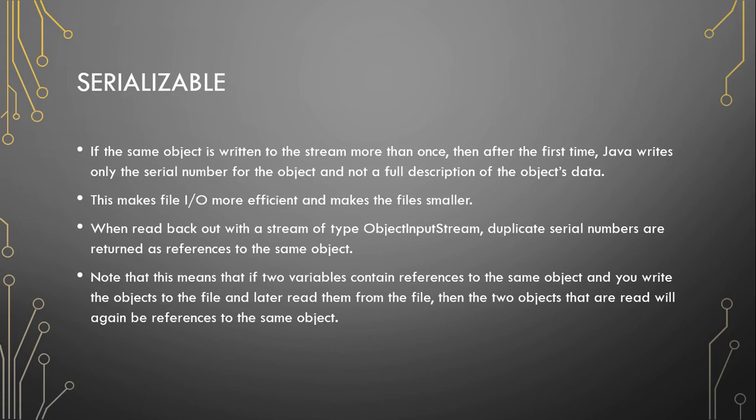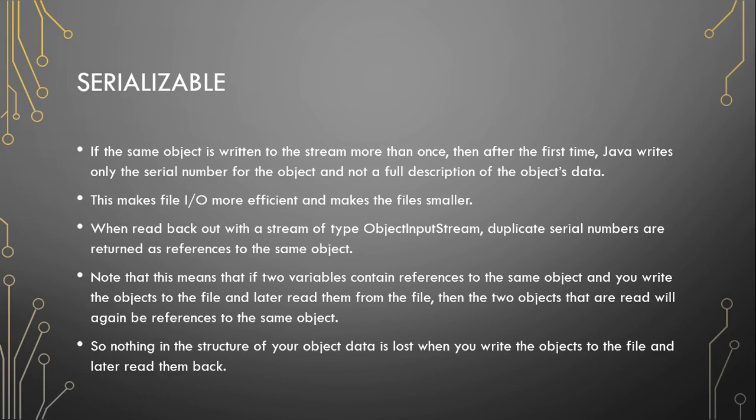Now, when read back with a stream of type object input stream, duplicate serial numbers are returned as references to the same object. The key thing to know is that if two variables contain references to the same object, and you write the objects to the file and later read them from the file, then the two objects that are read will again be references to the same object. So really nothing in the structure of your object data is lost when you write the objects to the file and later read them back. It's a nice thing about the serializable interface.